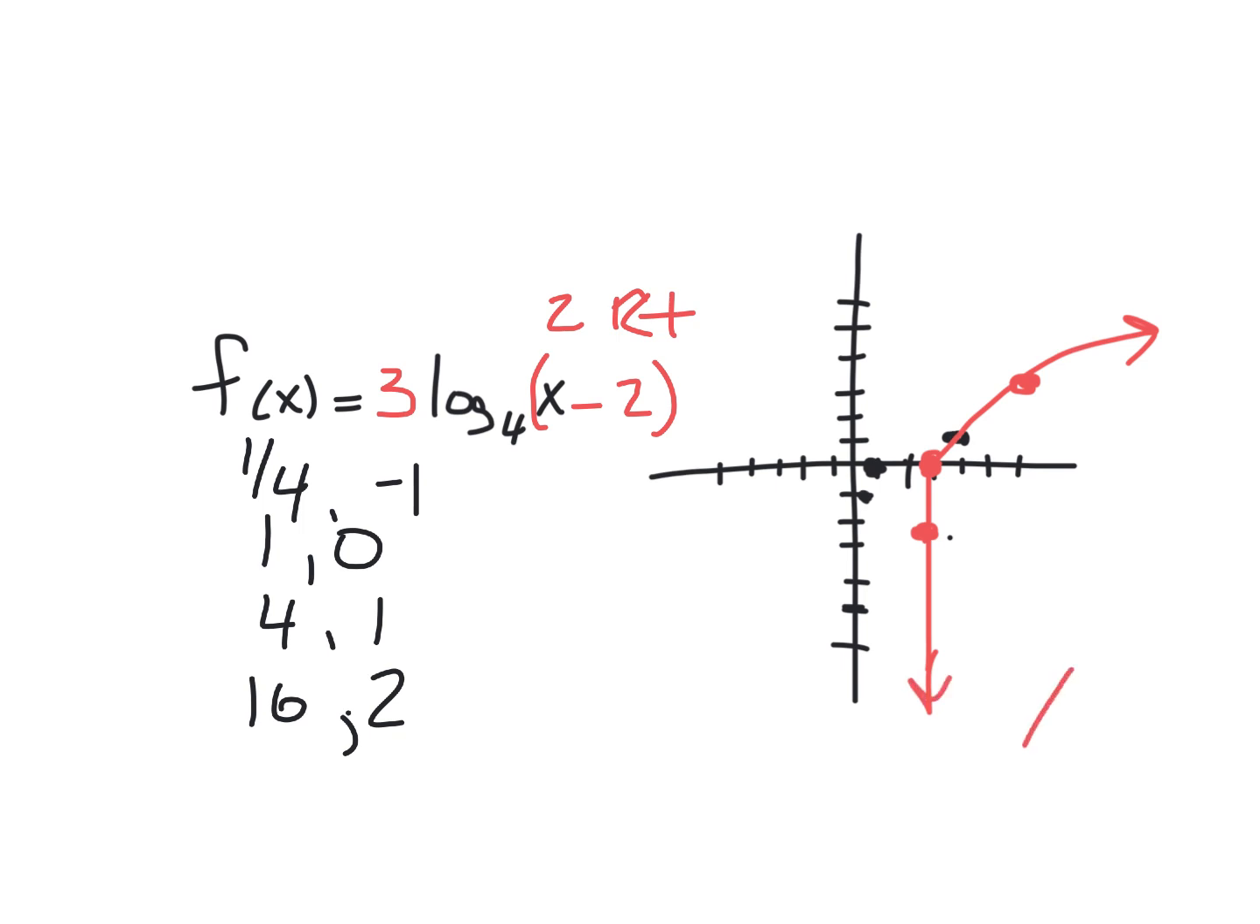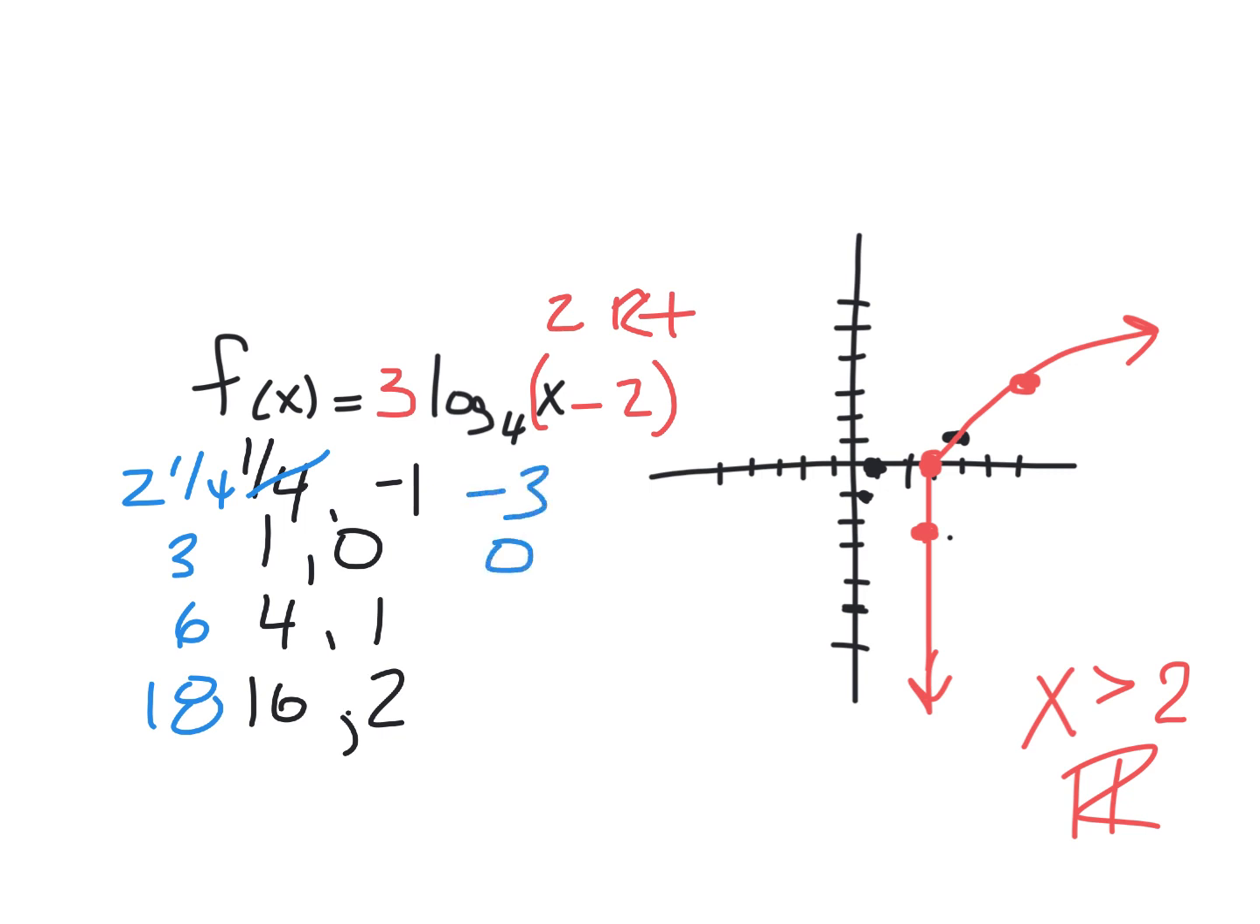Your domain is going to be x is greater than 2, and the range again would be all reals. All right, you could also do this with the points. So moving right 2 would move each of the x coordinates. This would become 2 1/4, this would be 3, 6, 18. Tripling the y's, I'd have -3, 0, 3, and 6. And you can see those are the points that I just graphed.